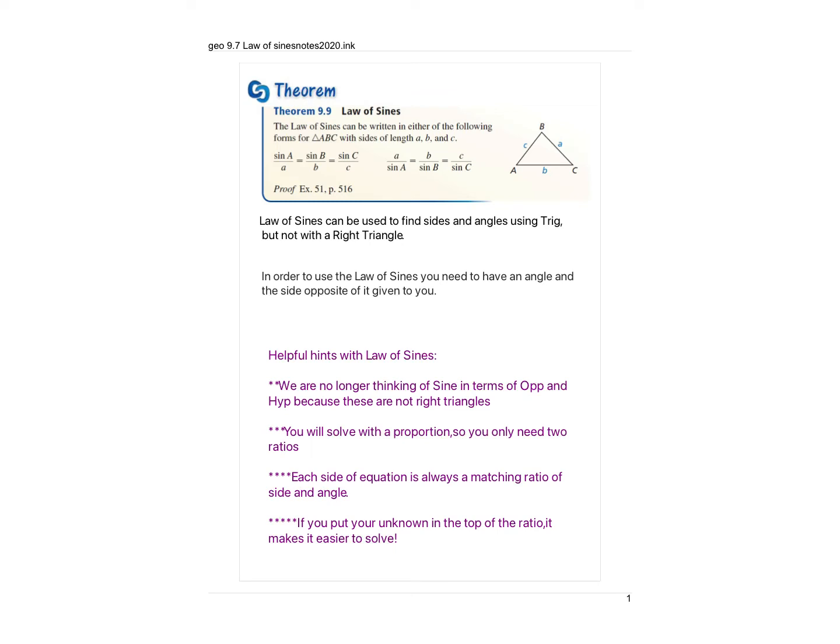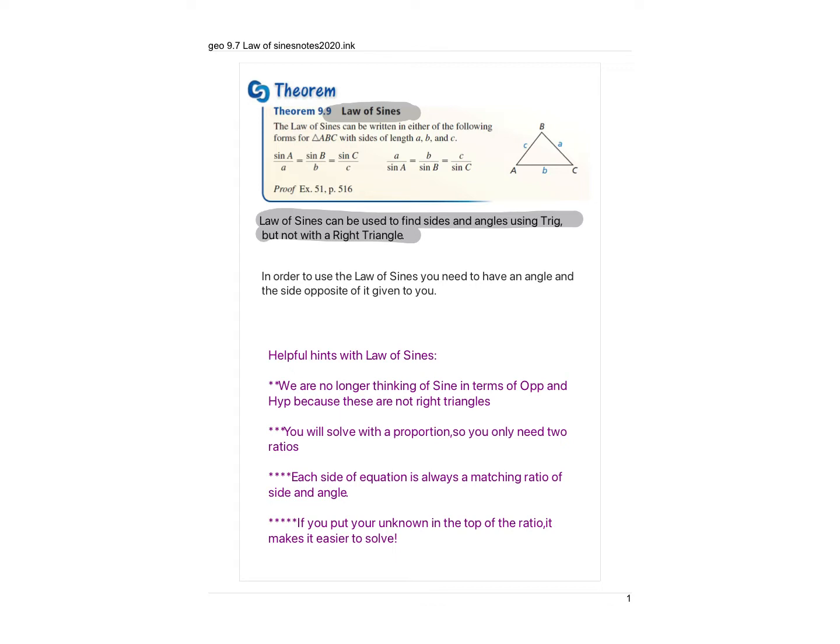So the last topic that we are going to talk about with this trig unit is the law of sines, and then we will next do the law of cosines. Today we are going to focus on the law of sines. Basically, the law of sines is one way that you can use trig to find sides and angles when it is not a right triangle.